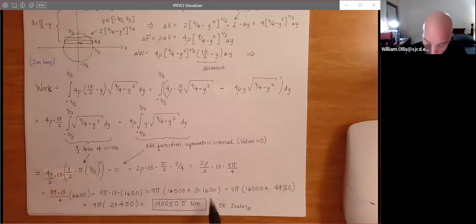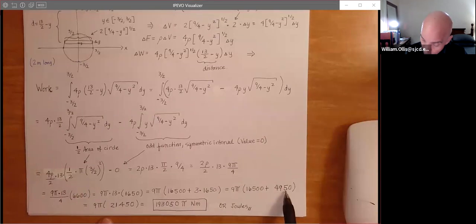And now when we look at this, we can add these two numbers. That is the 0, we get the 5, and then we get the 9 and the 5, which gives us the 14, carry the 1, we get the 21,450 times the 9 pi.